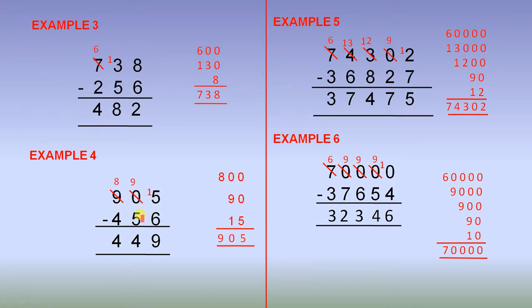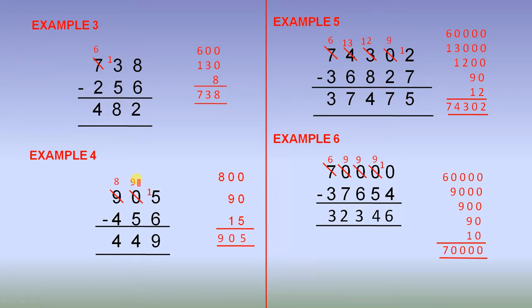905 take away 456. 5 take away 6 we can't do, so we trade. Here's 110. We cross the 0. Whenever you have a 0 and you cross it off, you make that a 9.